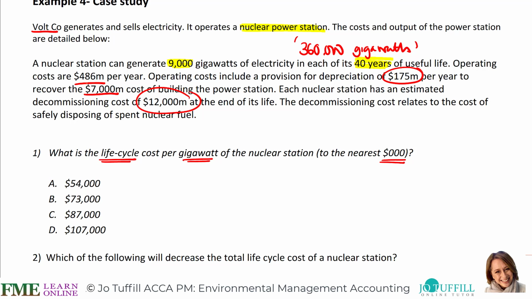The operating costs are 486 million per year, but that includes this provision for depreciation. We're going to count that within that 7 billion. So therefore we need to take that 175 million out of the 486 million. So 486 minus the 175 equals 311 million. We times that by the 40 years, and that gives us 12,440 million.